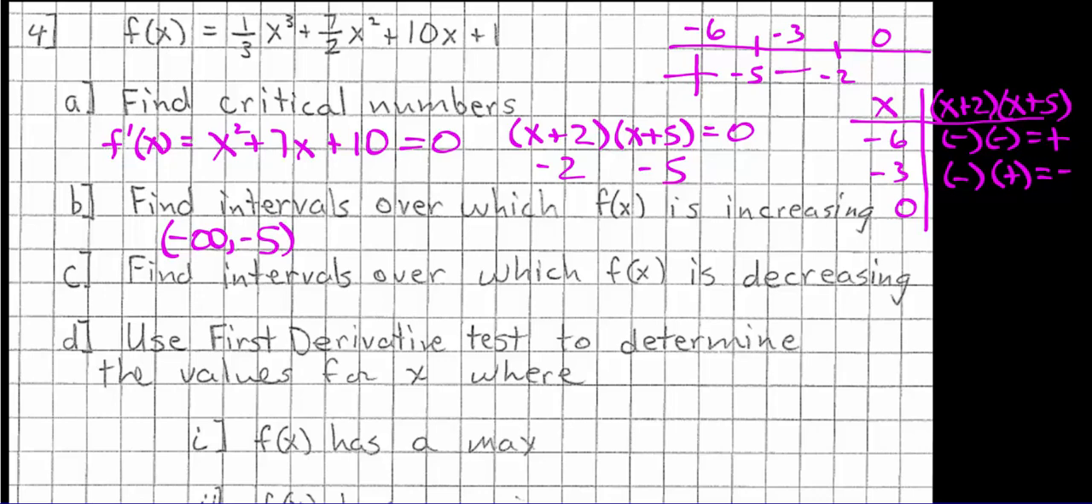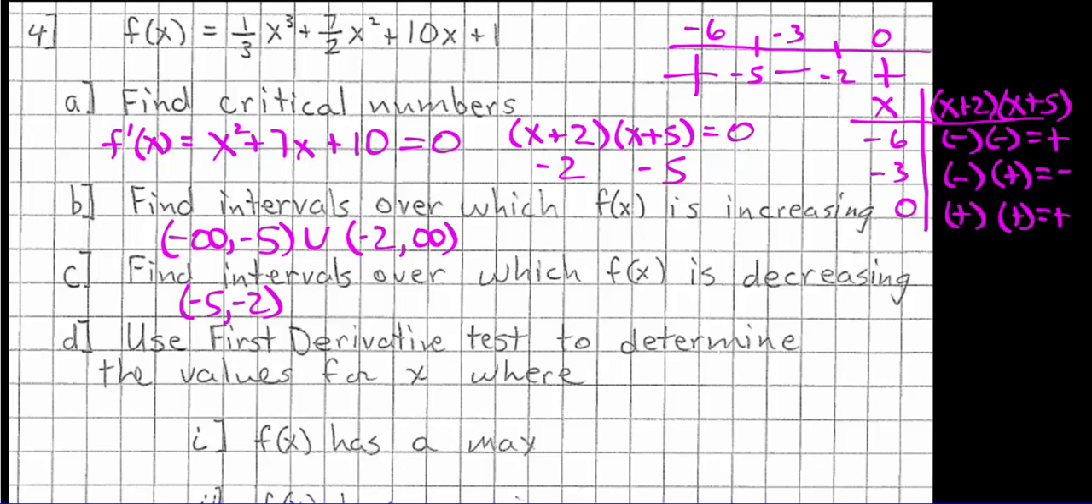So intervals over which the graph is decreasing so far, and I think this is going to be it. There's where it's decreasing. Now, if I put in a 0, I get a positive times a positive, which is a positive. So I add this on, -2 to infinity. There we go. Now, use the first derivative test to determine where we have a maximum.